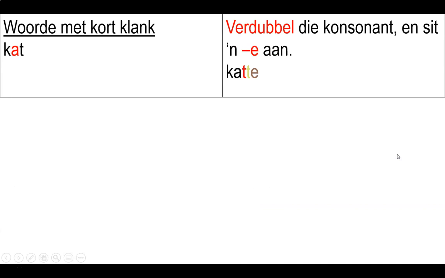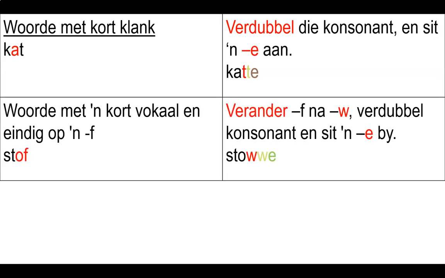So our very first rule, and it's a standard spelling rule in Afrikaans, is that we need to keep the sound short. So kat has a short vowel sound. To keep it short, we double the consonant and put an E on. If the same short vowel sound exists, but it ends on an F, we change the F to a W and put an E on. So the fact that we are doubling the consonant keeps the vowel as a short sound.